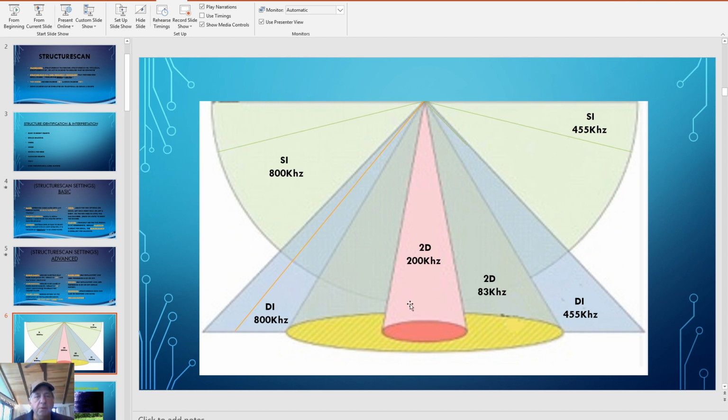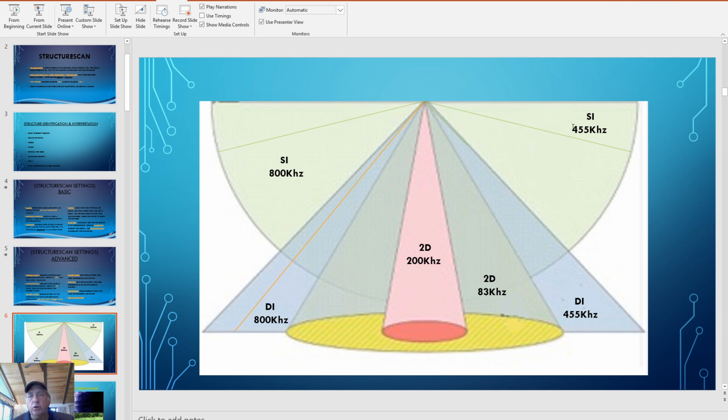And we'll talk more about what those targets look like, both in 2D, which most of you are probably already familiar with, and you may also be familiar, and most of you probably are, with what fish returns look like in down imaging and side imaging.